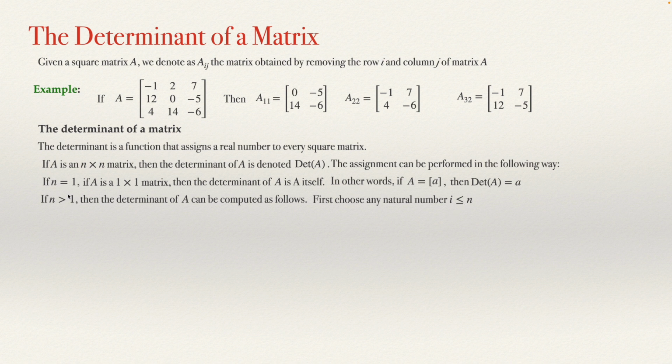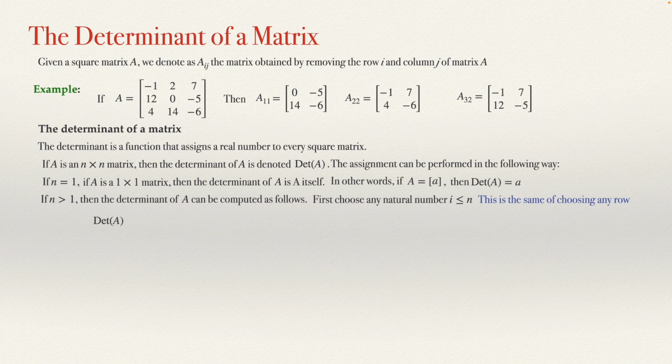So if n equals 3, we choose maybe 1 or 2 or 3. But the number that you choose needs to be less than or equal to n. That actually has the same meaning as choosing a row, because if I choose number 1, I can say I'm choosing row 1. So actually this is what I'm thinking, I'm choosing a row.